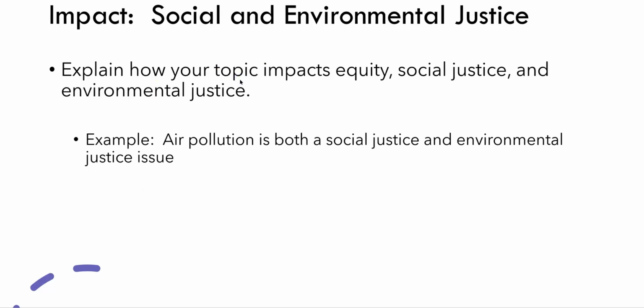You're then going to look at how does your topic impact equity, social justice, and environmental justice. So for instance, the example I gave here, air pollution, is both a social justice issue and environmental justice issue, because air pollution causes a lot of health problems in people that are exposed to it. People that live in low income communities a lot of times are exposed to more air pollution than people who live in more affluent communities. So that's how it's both social justice and environmental justice.